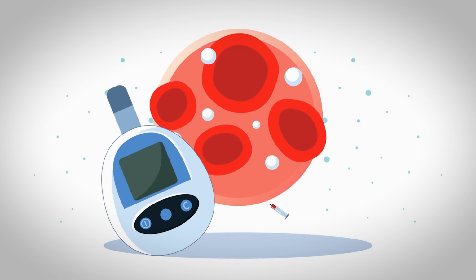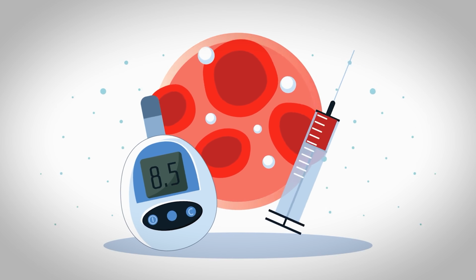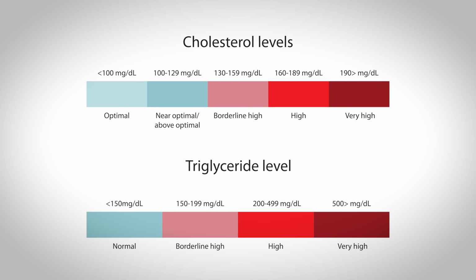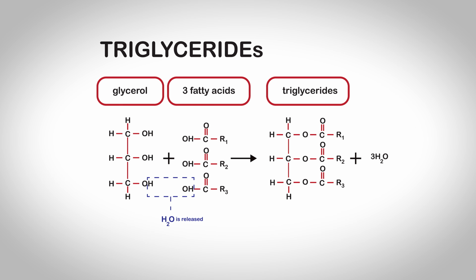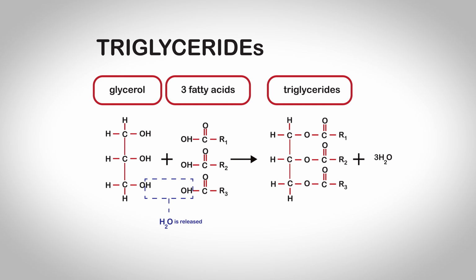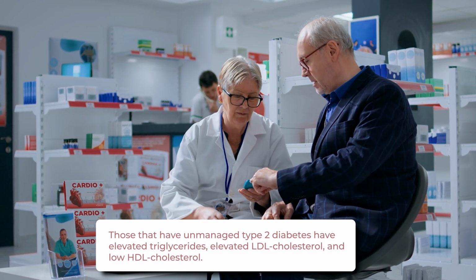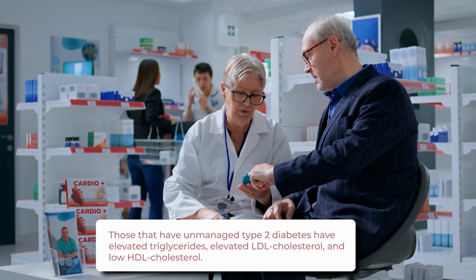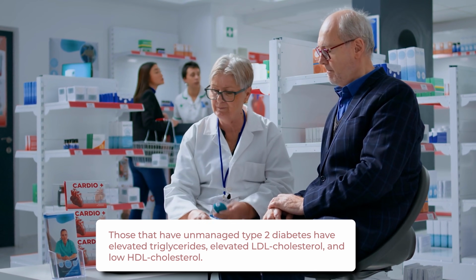The excess glucose circulating in the blood in someone with unmanaged diabetes can also irritate the inside lining of the arteries, which I sound like a bit of a broken record here, but again, making the artery more susceptible to plaque development and therefore coronary artery disease. But this isn't the only problem, because diabetes also affects how the body processes and utilizes carbohydrates and lipids, which has a negative effect on cholesterol and triglyceride levels. And triglycerides are another type of fat that are related to and influence LDL cholesterol. And in general, those that have unmanaged type 2 diabetes have elevated triglycerides, elevated LDL cholesterol, and low HDL cholesterol.